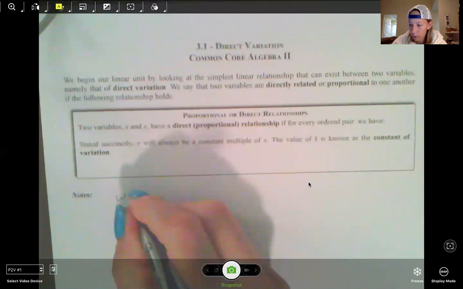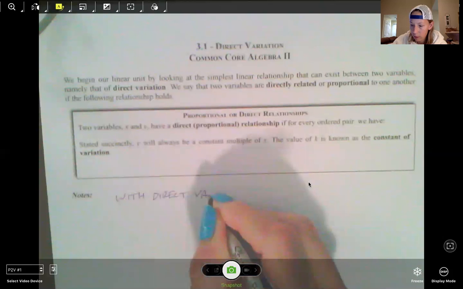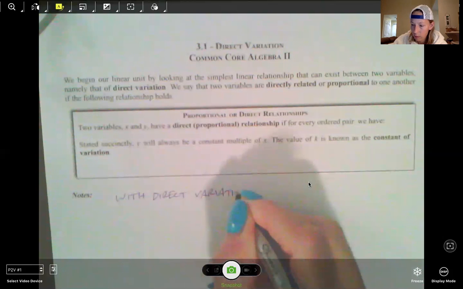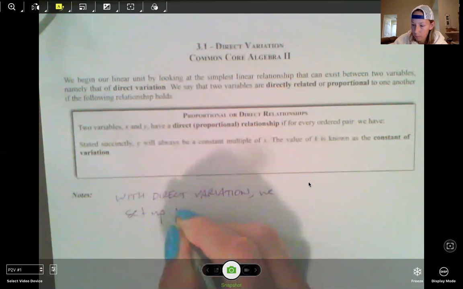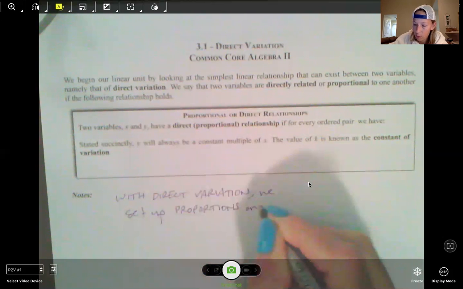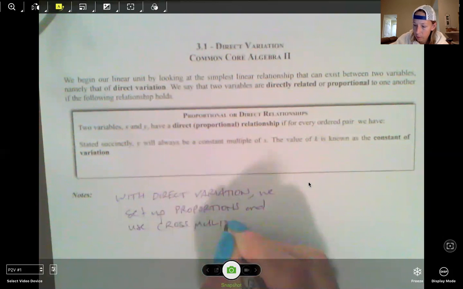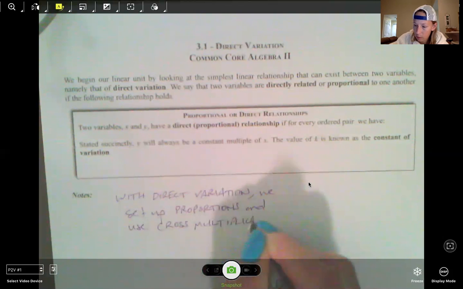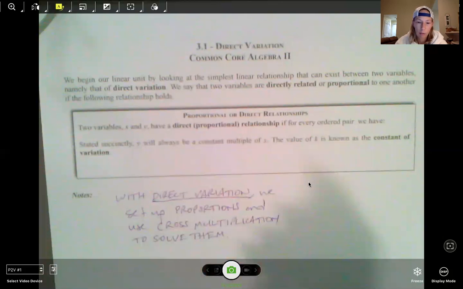Here we go with direct variation. We set up proportions and use cross multiplication to solve them. So this is the topic, the direct variation.